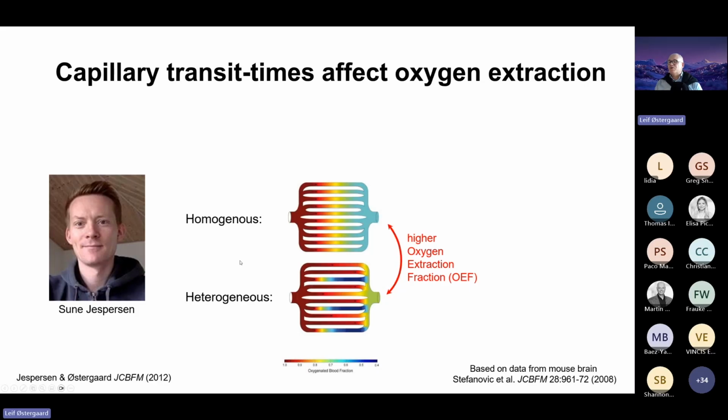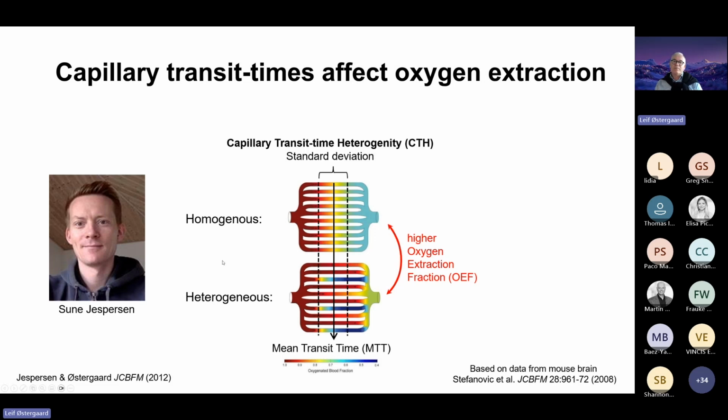And now comes a parameter that we use when we talk about this. One is the mean transit time that you met already, and you saw mean transit time maps. But as you can see here, we need one more parameter to talk about this phenomenon. And we call that CTH, or the capillary transit time heterogeneity. That really tells us how disordered capillary flows are, and so it tells us something about how efficient oxygen extraction can be.